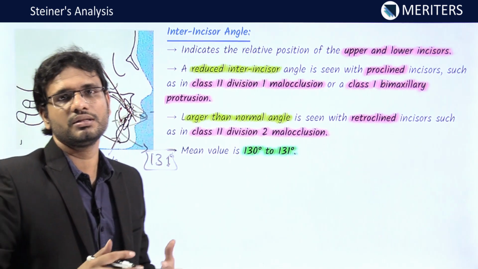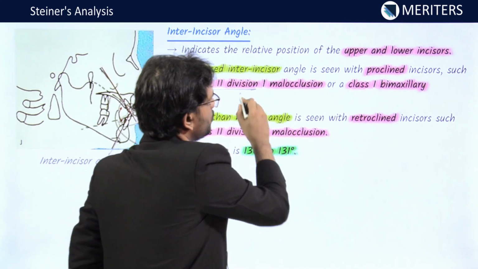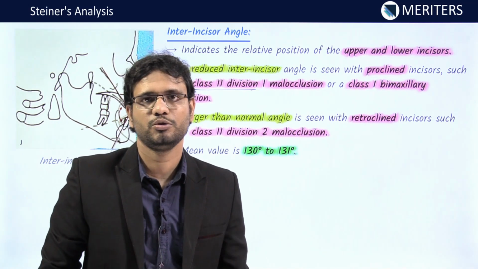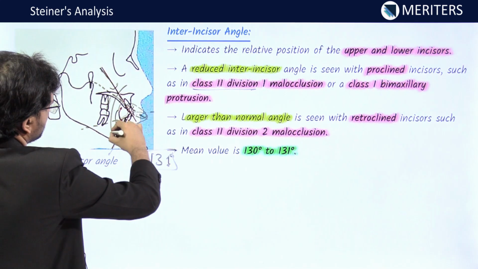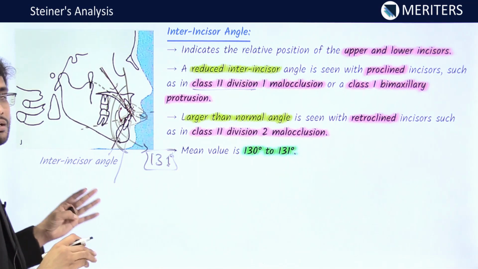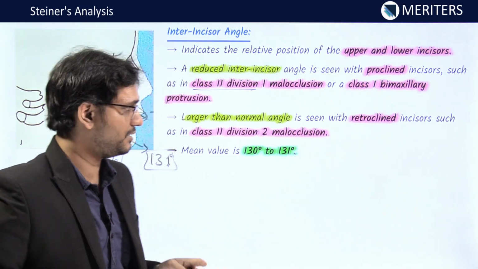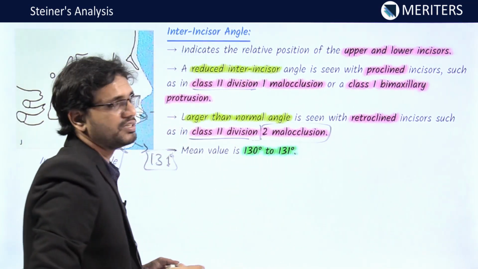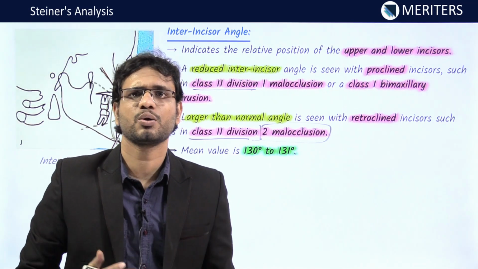Proclination of the incisors can be seen in class 2 division 1 malocclusion as well as bimaxillary protrusion, where your incisors are more protruded. If the angle increases, that means these are more upright, either retroclined or more upright. That can be seen in class 2 division 2 malocclusion, in which the upper central incisors are generally retroclined.